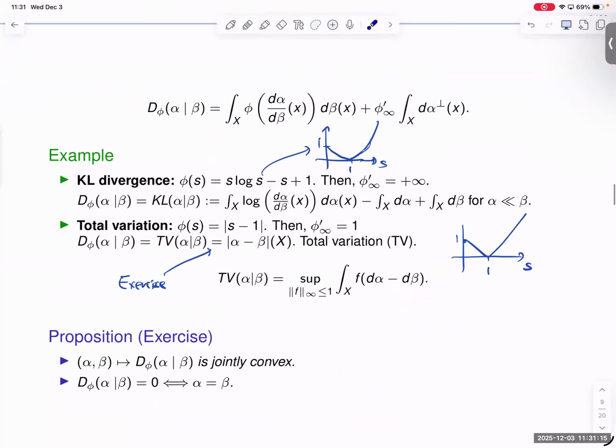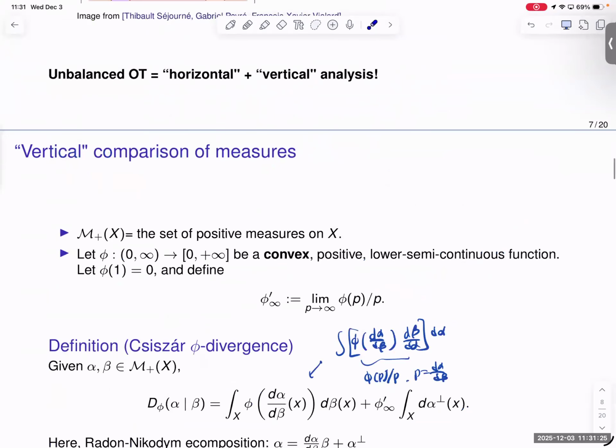So here I should be careful. You need some kind of strictness here. Okay, so maybe I should put the function only when s equals 1.